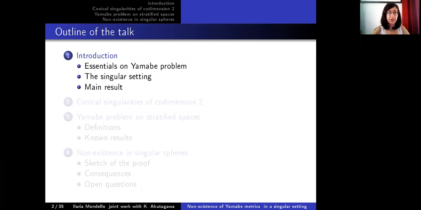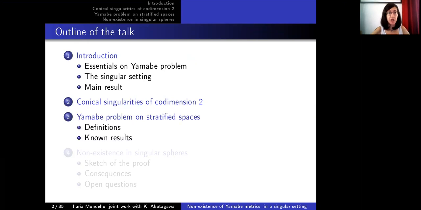In the second part of the talk, I will give the precise definitions for the conical singularities of codimension 2 that we are going to study, and also for stratified spaces, which is a slightly more general setting in which some of the results do hold. I will give some definition about the Yamabe problem on these spaces, stratified spaces, and the known results that are needed in order to prove our non-existence result. In the last part of the talk, I will give a sketch of the proof of the non-existence result, some consequences, and I will present some open questions.